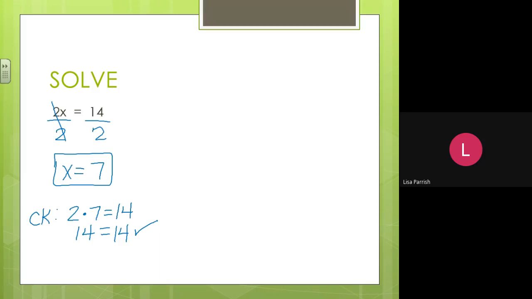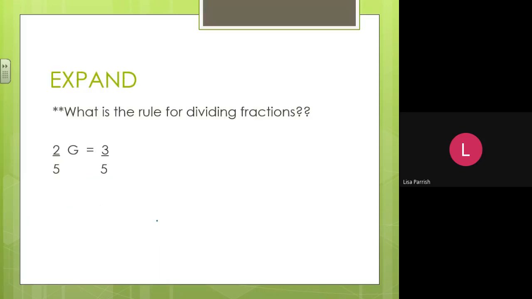As we've done all week, we are going to do some with fractions and decimals. Okay, so let's stop for just a second and think about this. What is the rule for dividing fractions? Now, if you can't remember that, you might want to write this in your notes, because this will be very helpful when you do the ones on your homework. What is the rule for dividing fractions?